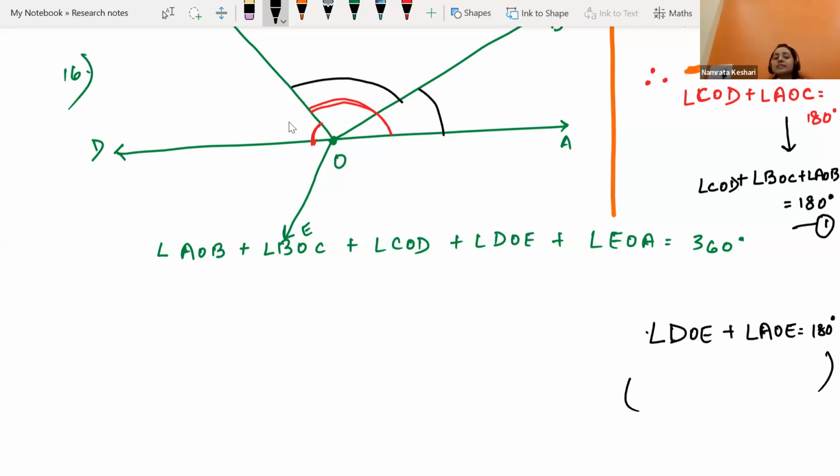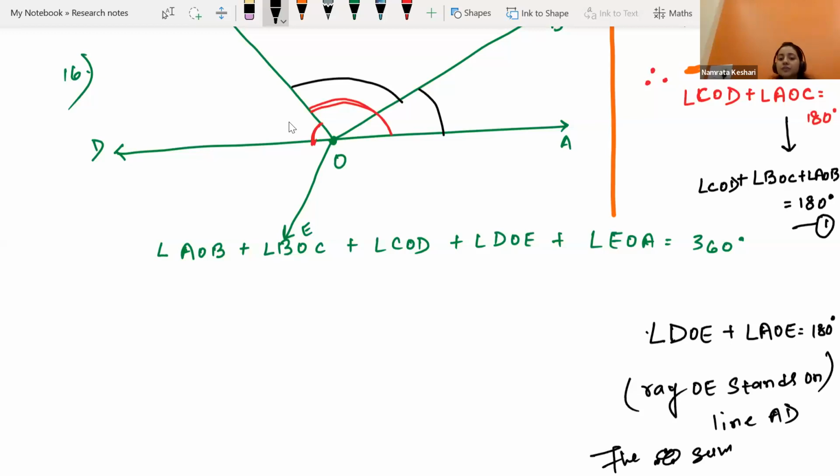Ray OE stands on line AD. Therefore, sum of adjacent angles, therefore, like that you have to write, not like this. Therefore, sum of adjacent angles is 180 degrees. Either you can write this complete statement or you can write this as two angles making a linear pair.